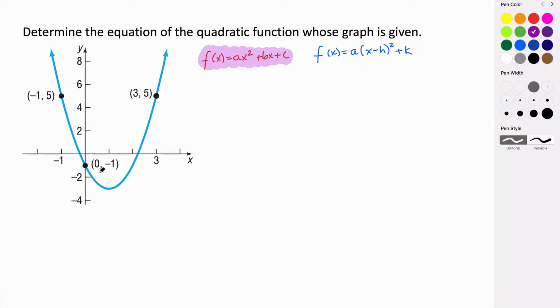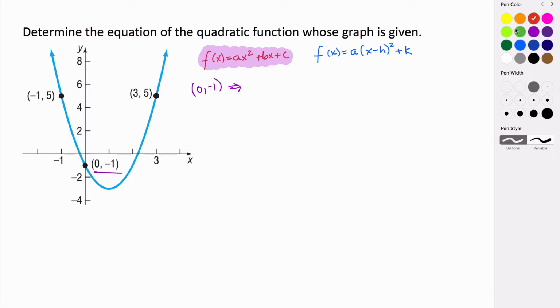So the first point that I'm going to use is the point (0, -1), because with the x-coordinate of 0, that's going to eliminate these 2 values, and I'm going to be able to solve for C from the very beginning. We know that this value is just the same as our f of x value, because f of x is just y. So we use the point (0, -1) and substitute it into our function.